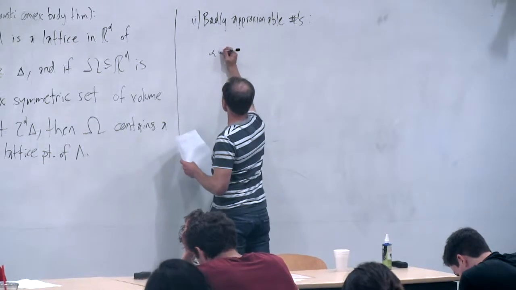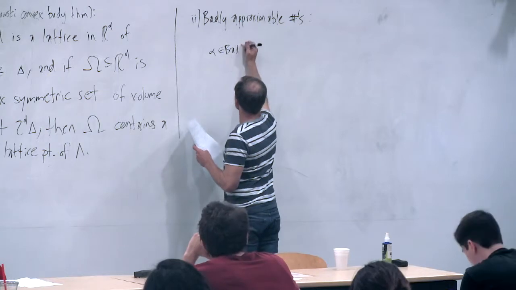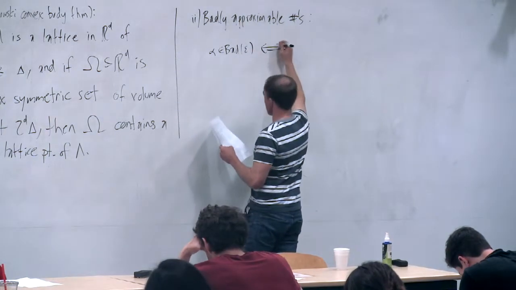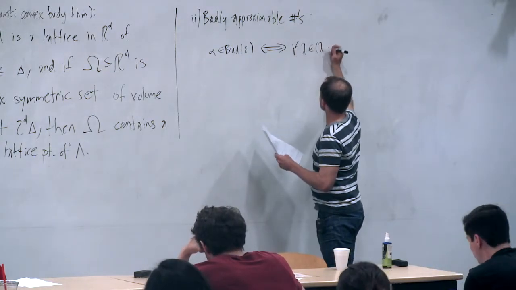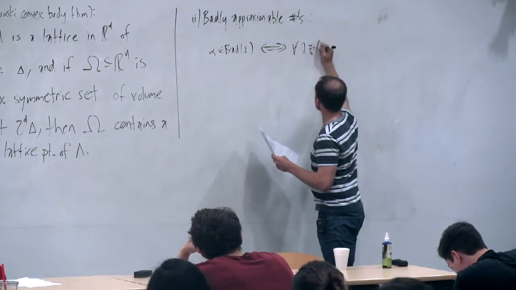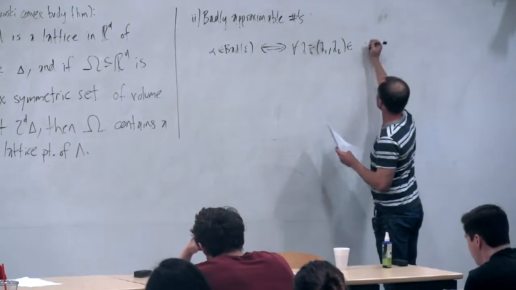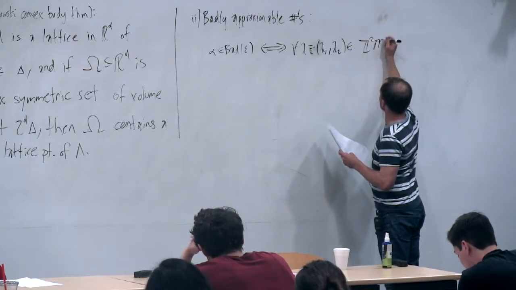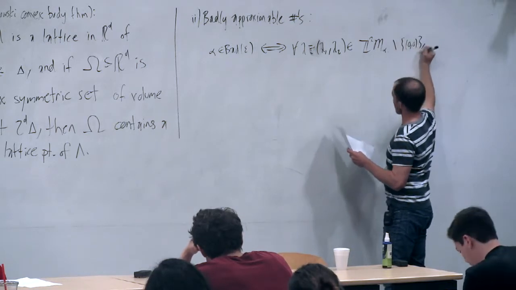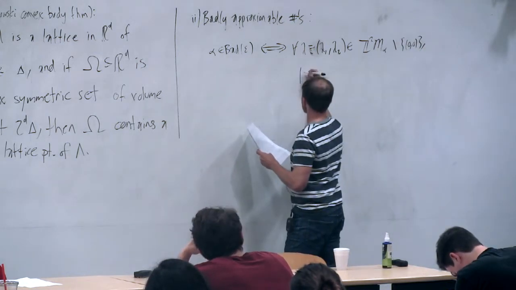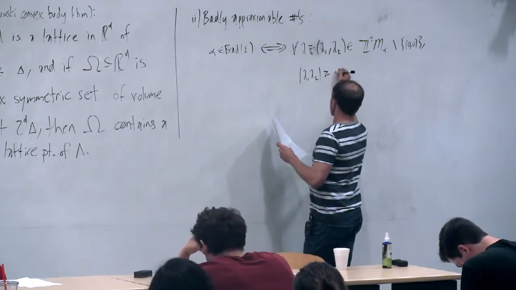So alpha is a badly approximable number. Should I even say alpha is in Bad epsilon? Alpha is in Bad epsilon if and only if for every lattice point, lambda 1, lambda 2, in my lattice minus 0, the product of the coordinates of the lattice point, lambda 1 times lambda 2, in absolute value, is no smaller than epsilon. Okay?